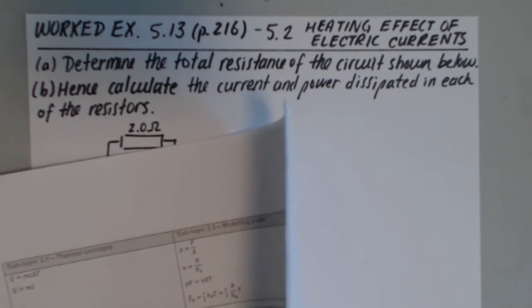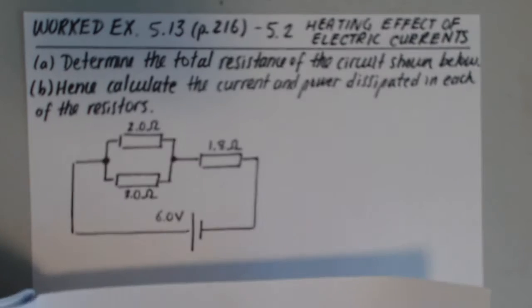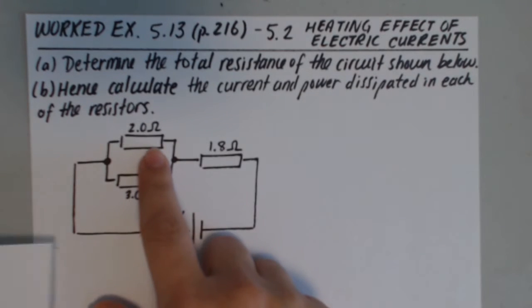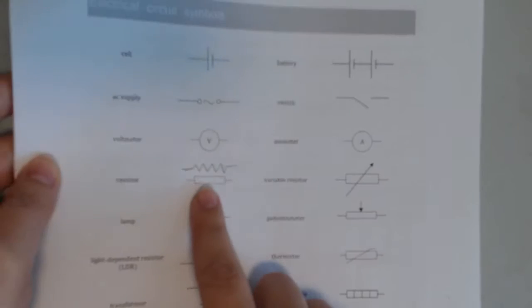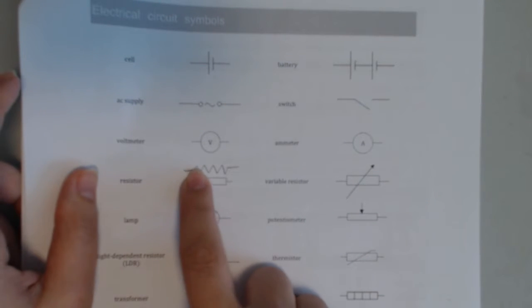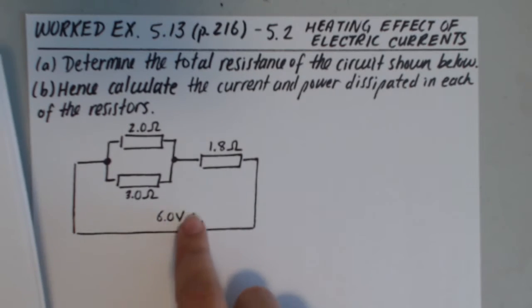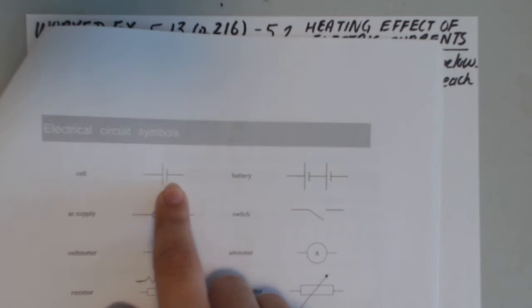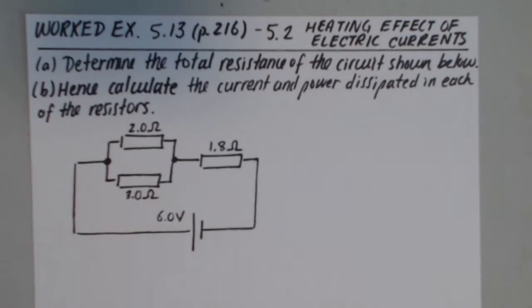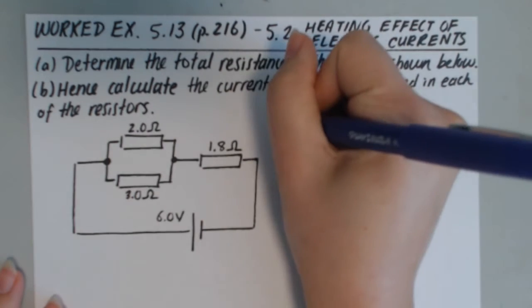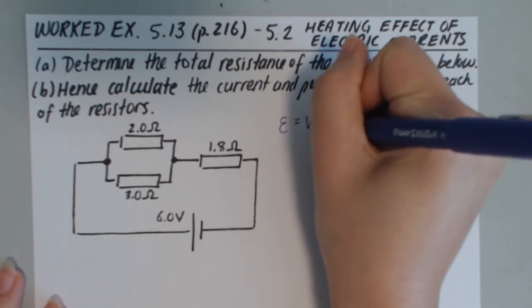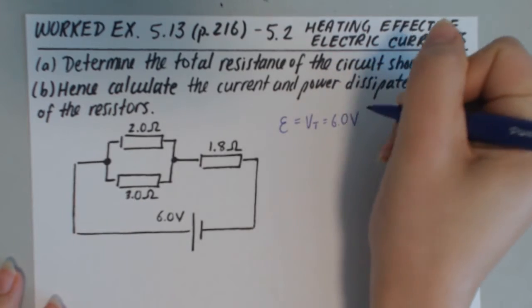I hope you recognize the circuit symbols, but in case you don't, this rectangular box here is a resistor. Remember, a resistor will be represented either like this or like that. So here we have the rectangular symbol. We've got a battery here, which is just given the cell symbol, which is fine. We're given the EMF, that's the voltage of the cell and the total voltage in the circuit, 6 volts. So let me start by writing all this down. Epsilon, which is the total voltage, is 6 volts.